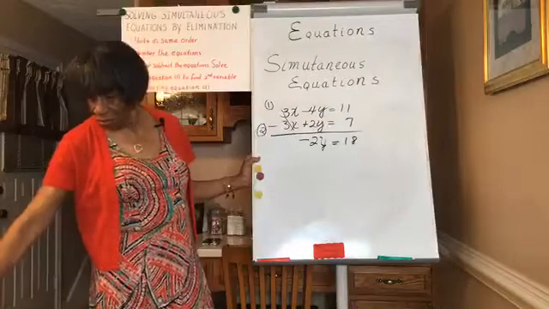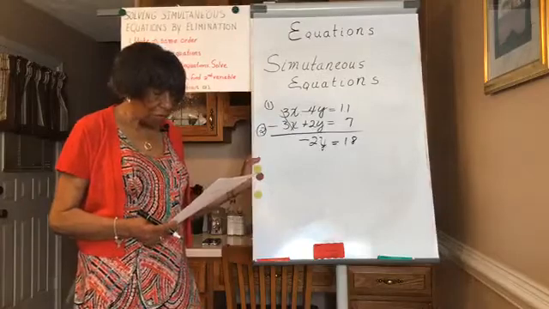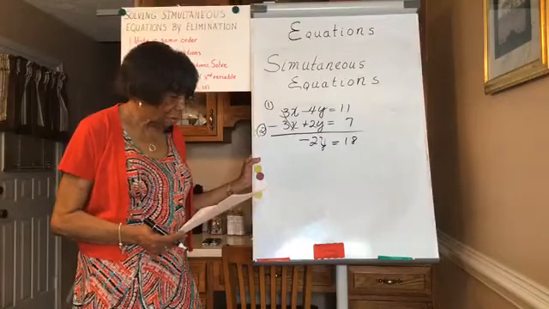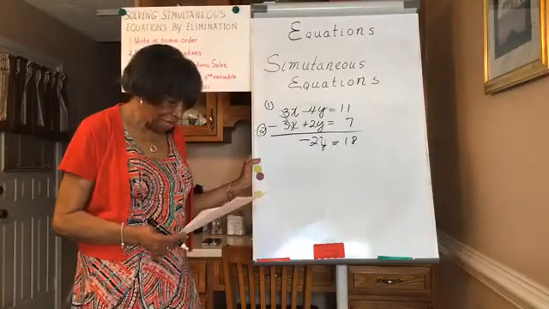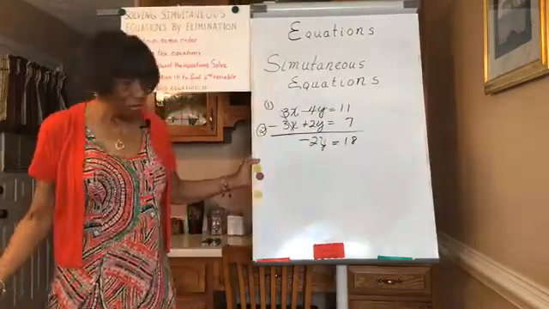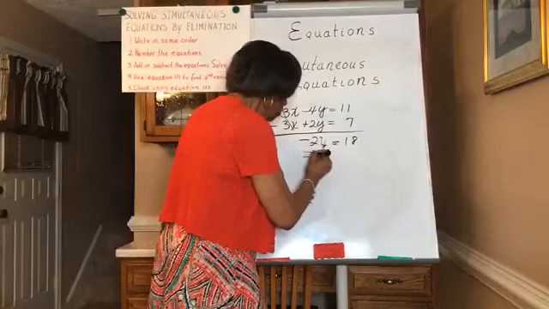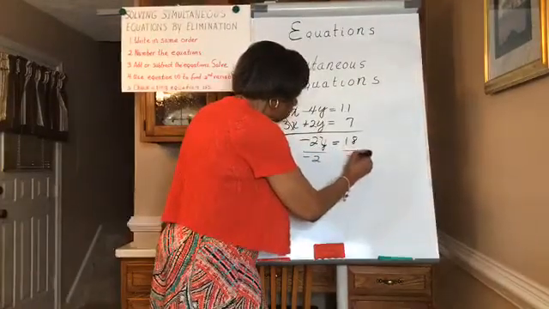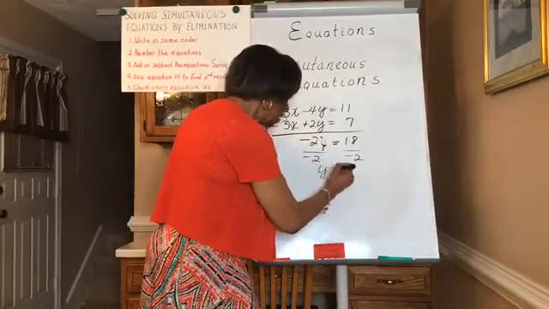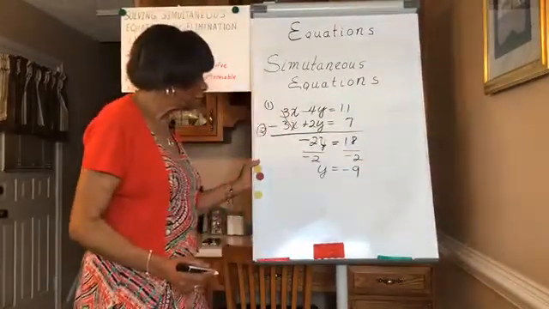All right, so what did you get for y? I don't think I copied that right, did I? I didn't copy it right, but we'll go ahead and work this one since we started it. So we divide both sides by negative 2, and we know that then y equals negative 9.